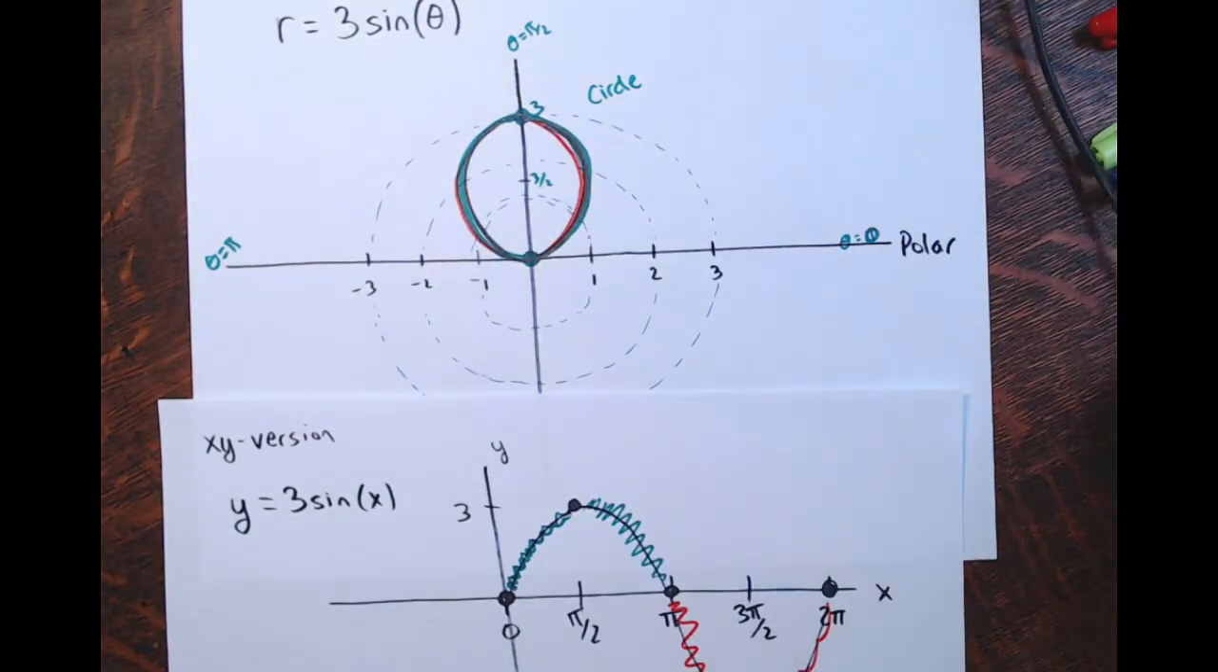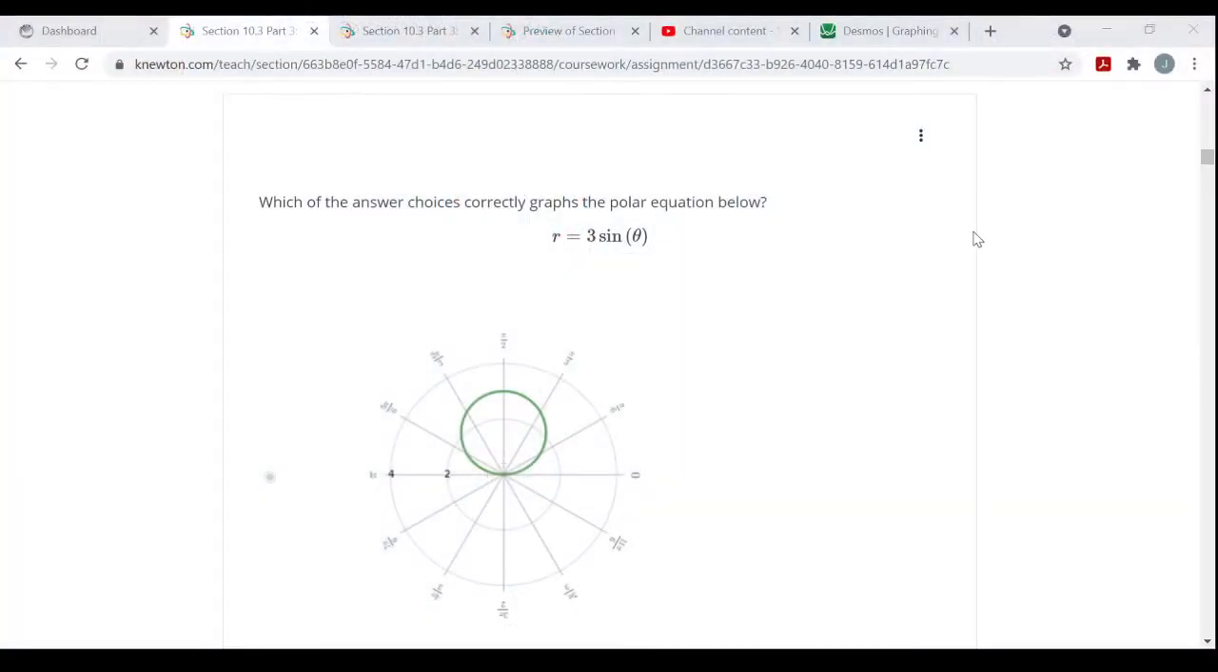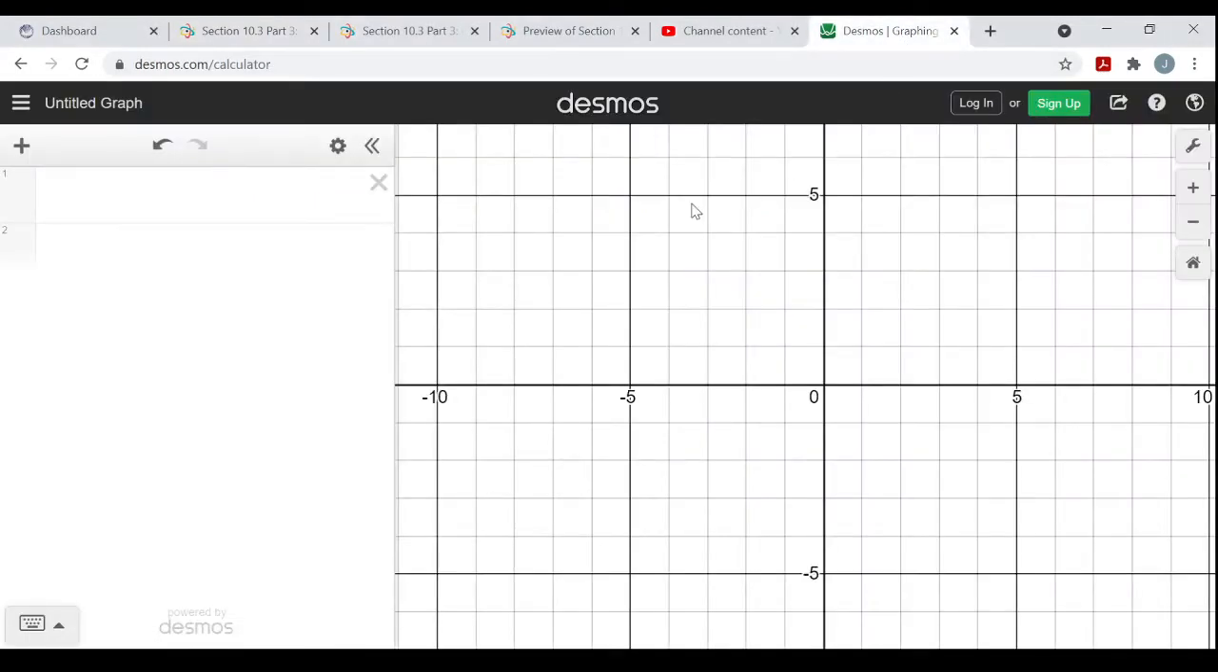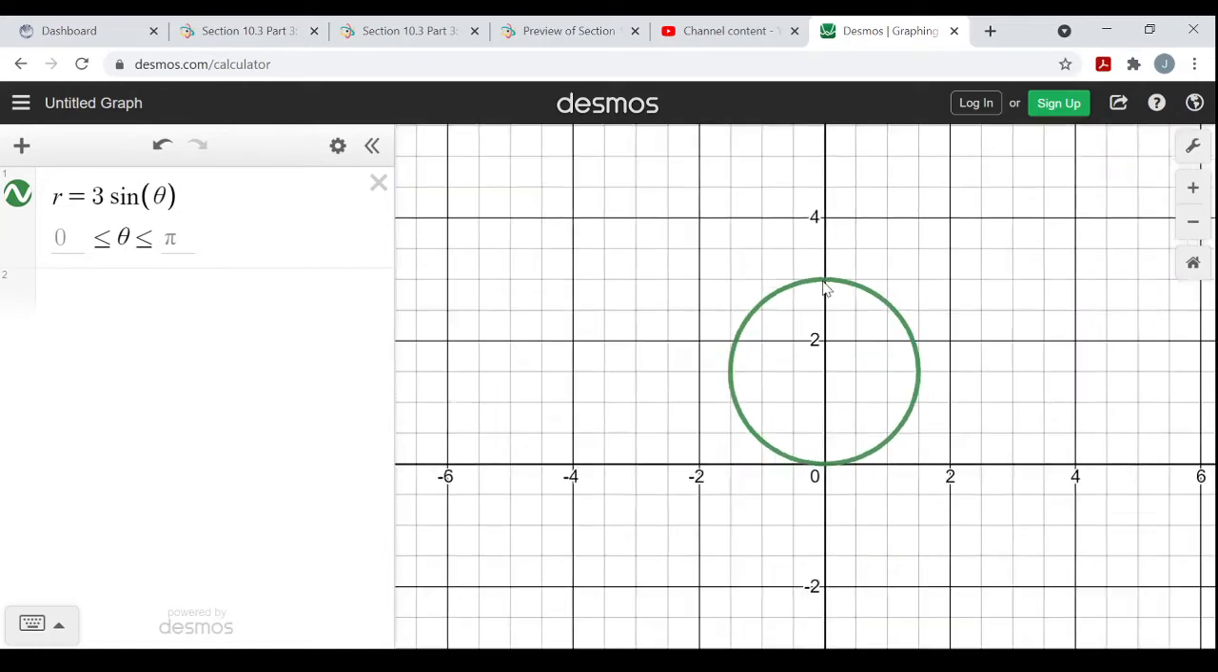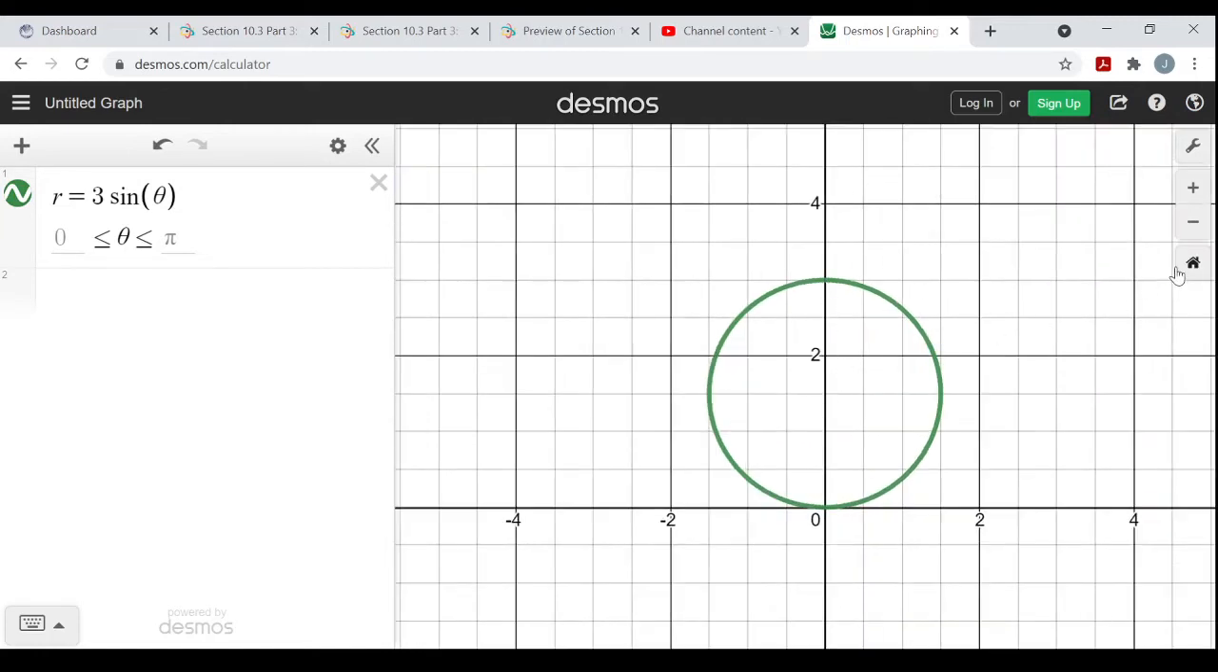All right. Now, let's see that actually happening. Let's go to desmos.com, right? Here's r equals 3 times the sine of theta. And there's a circle with the point 0, 0 at the bottom of it, and the point 0, 3 at the top. There's 0, 3. Oops, it is zoomed in. But yeah, so there's your circle.